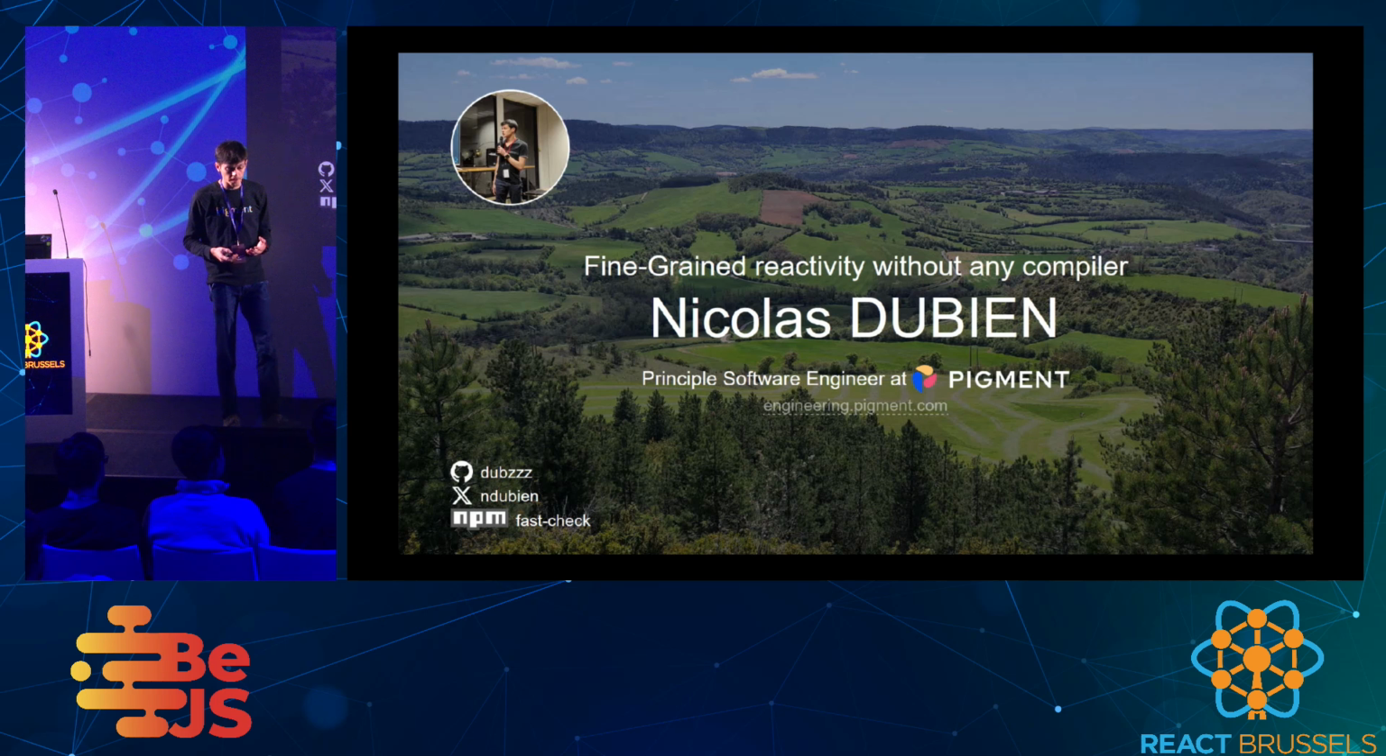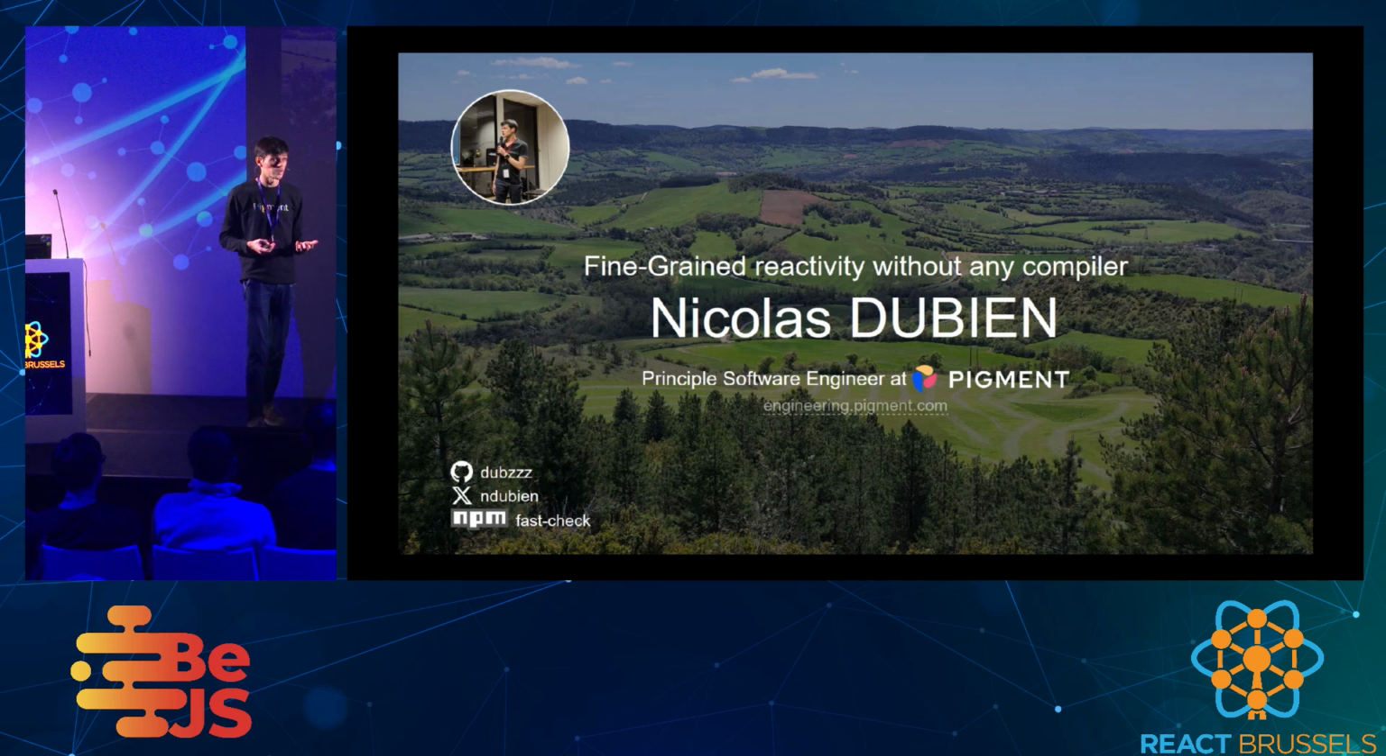I haven't really introduced myself, so my name is Nicolas. I'm the author of a framework called FastCheck. Maybe some of you have heard of it. If you don't know it, maybe you should check it out. It's available on NPM. And today I want to tell you what we did at Pigment. At Pigment, we are a business planning company, and we had to optimize the reactivity for real performance issues. So I will tell you a little bit more about how it worked at Pigment and what we had to achieve.